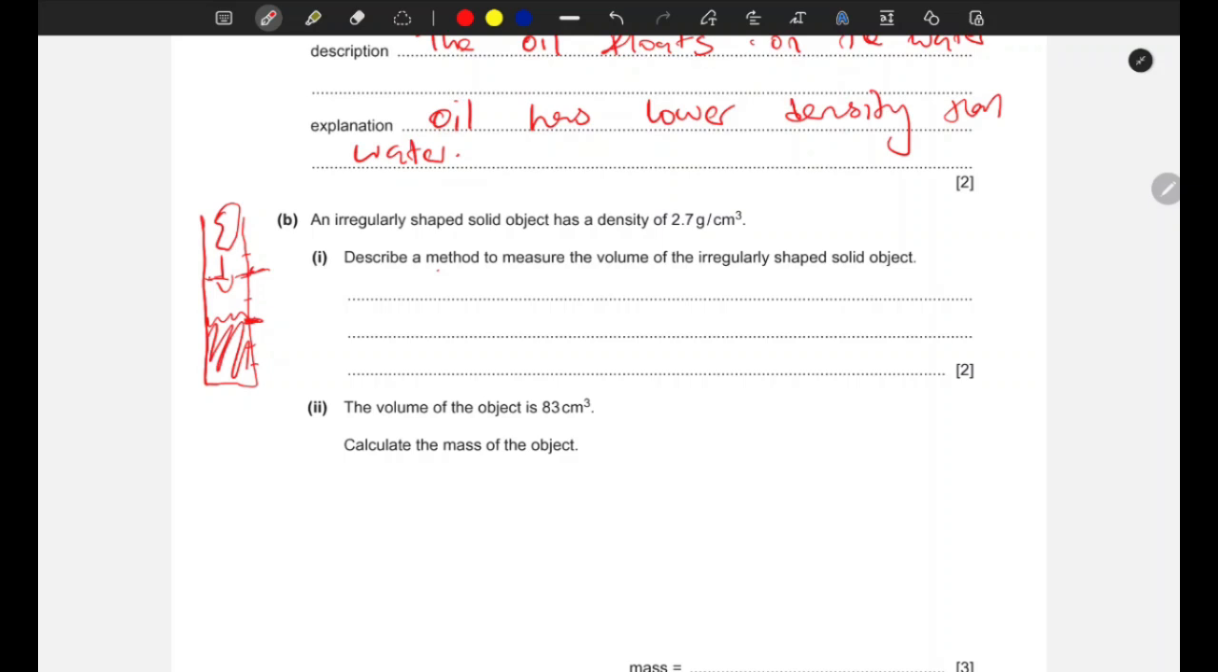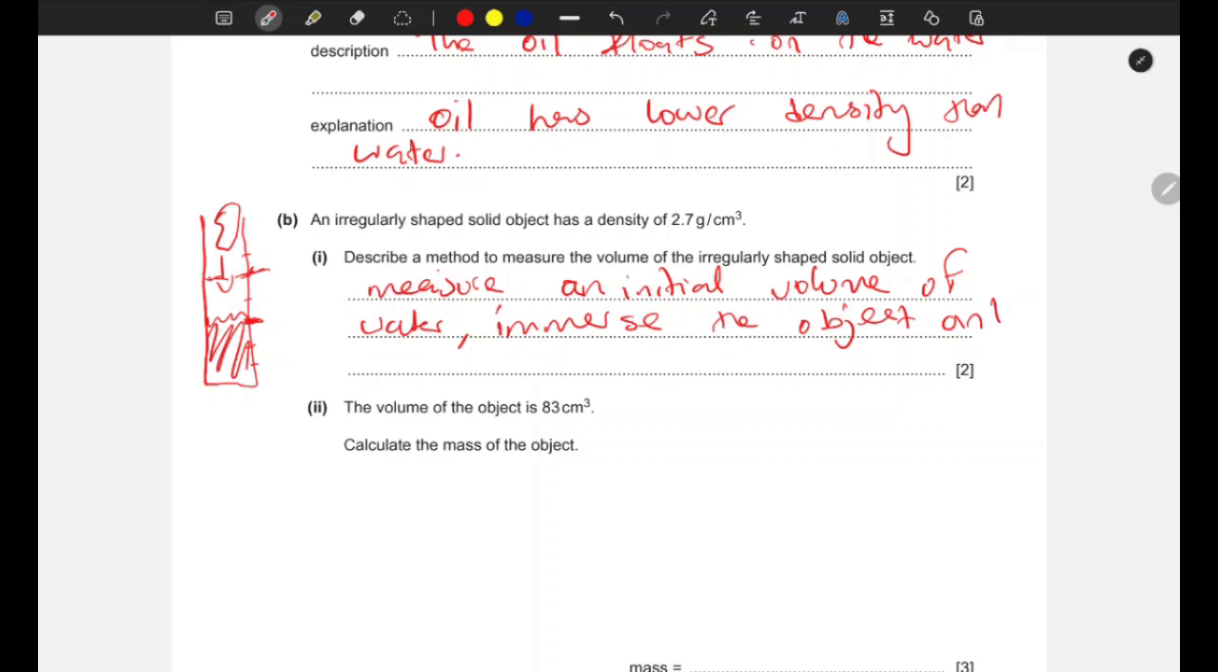So in writing, we can say: measure an initial volume of water, and then after that we immerse the object, and then we measure the final volume, and then we calculate the change in volume. That would be our answer.